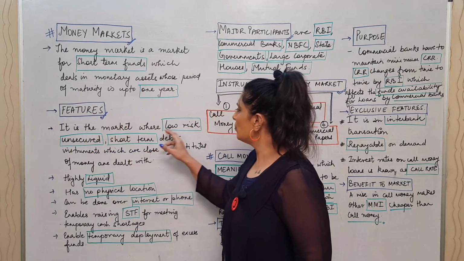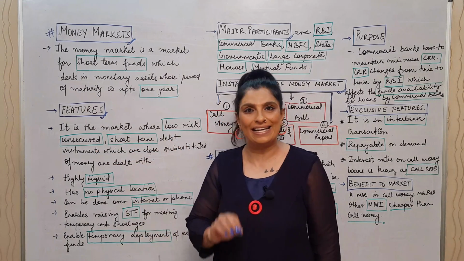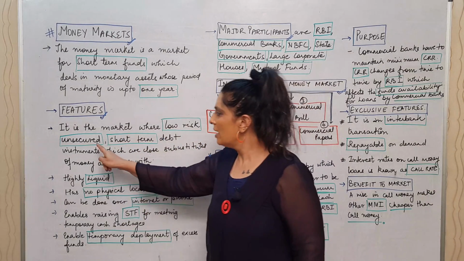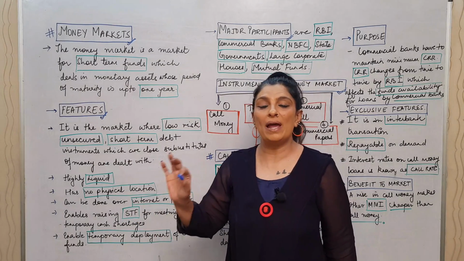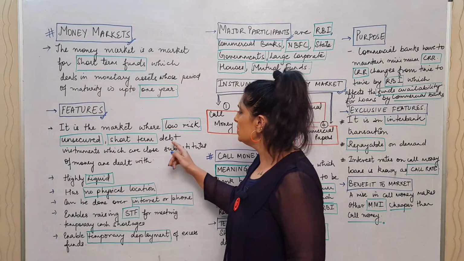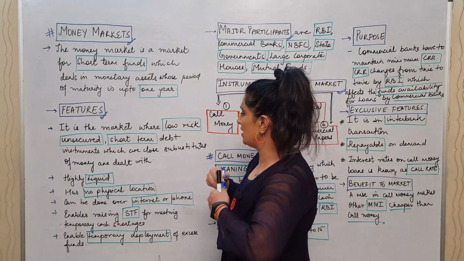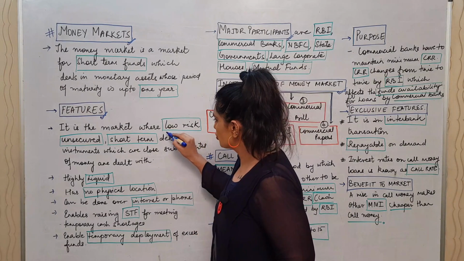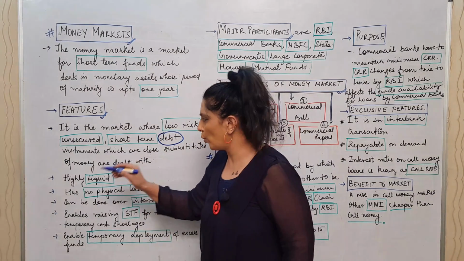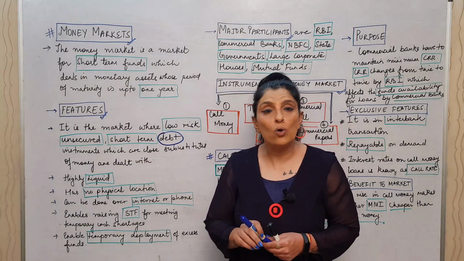Features. It is a market where low risk unsecured short term debt instruments which are close substitutes of money are dealt with. So first thing we are dealing with is low risk, not risky at all. Unsecured. You don't keep anything as a security, no mortgage. Short term, up to 1 year. Debt. Basically we are dealing with debt instruments. So we are not dealing with anything else, but we are dealing with debt instruments. That means we are talking about the udhari, the debt, borrowing. Debt instruments which are close substitutes of money are dealt with.